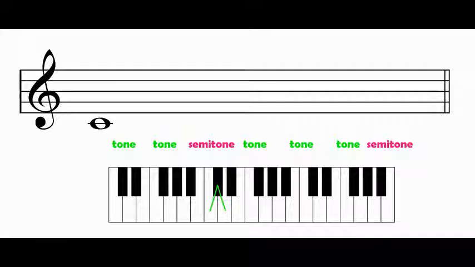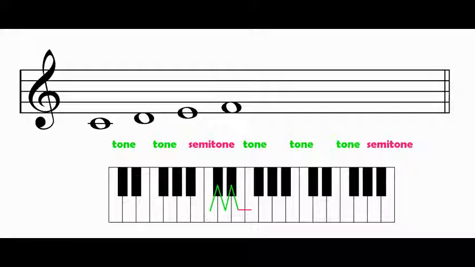We will land on the note D. From there, we will go up another tone, which takes us to the note E. From there, we need to go up a semitone, which will take us to the note F. Remember that E to F is a semitone because there is no black note between these two white notes.